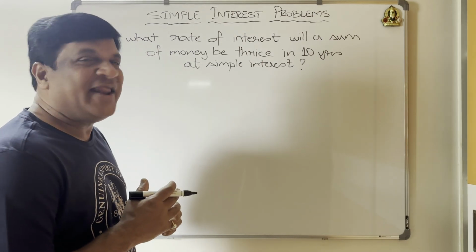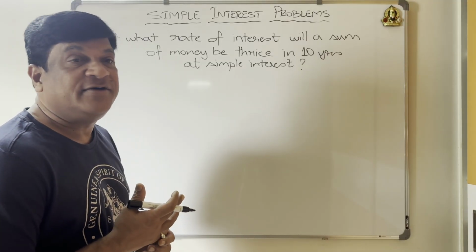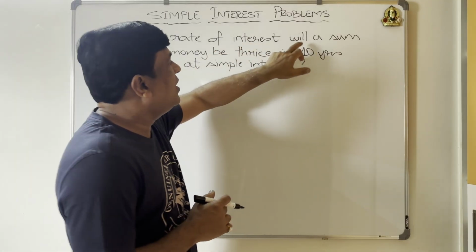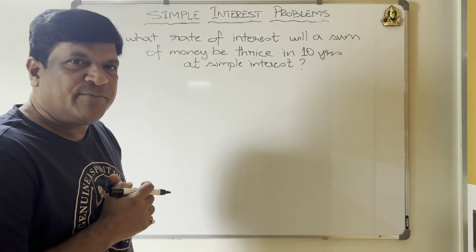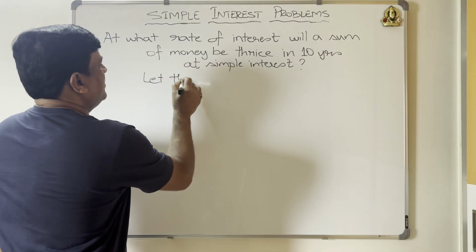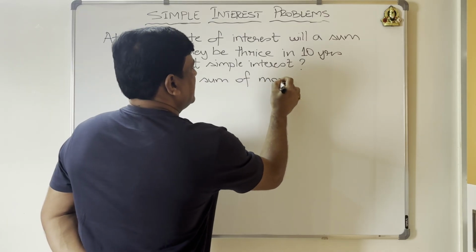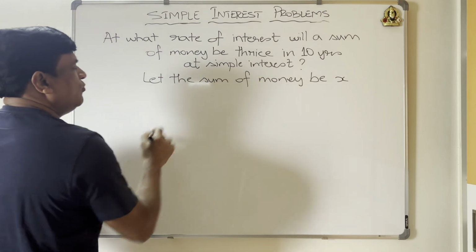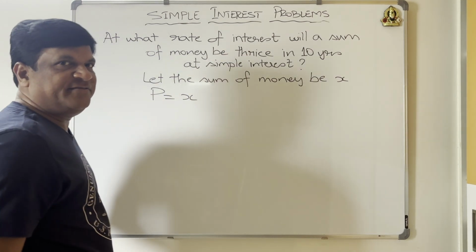You may panic a little bit thinking that nothing is given in this problem, but they're asking me to calculate the value of rate of interest. Okay, look at it. Now, at what rate of interest will a sum of money? Do you know the sum of money? You don't know. Let the sum of money be x, right? So what does that mean? P is equal to x. Your principal is x, right?